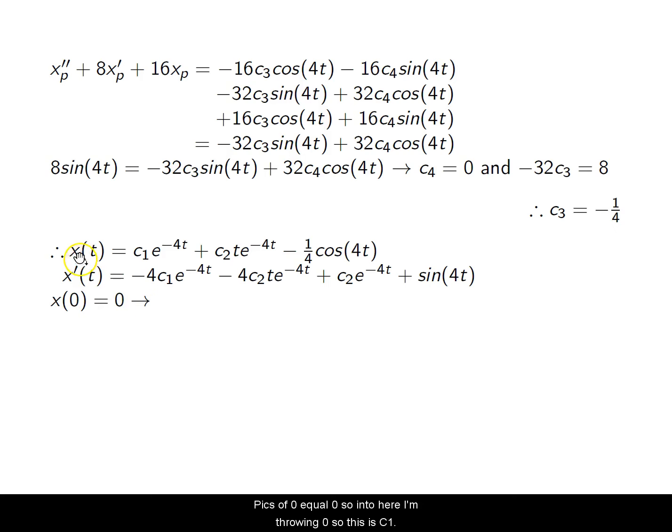X of 0 equals 0. So into here, I'm throwing in 0. So this is C1, this goes away, and this turns into a 1. So it's a negative 1/4. C1 is minus 1/4. That's a nice, easy answer.